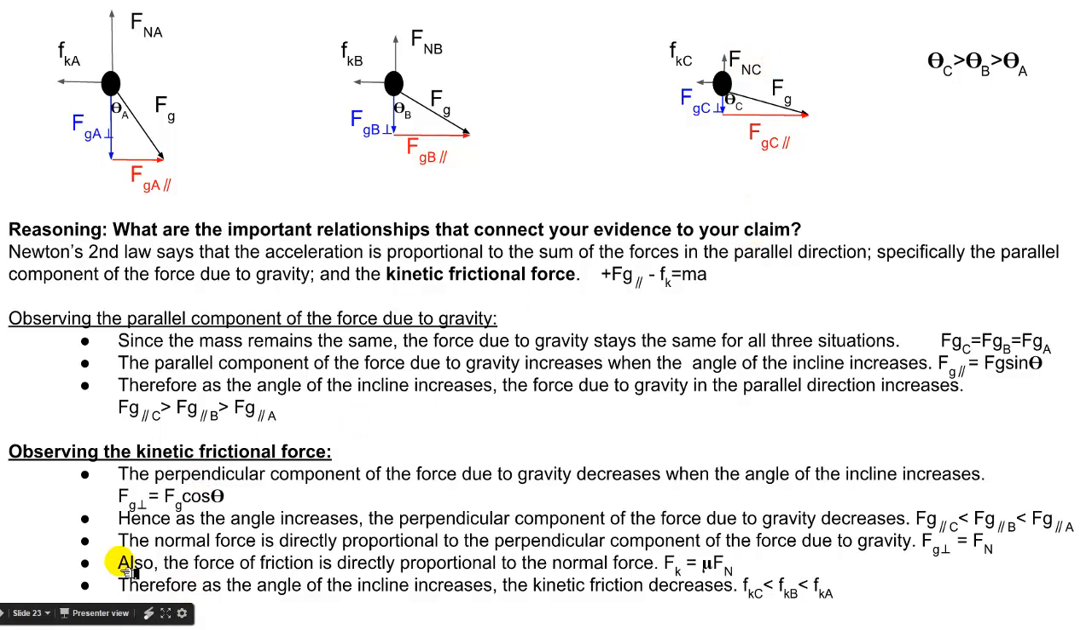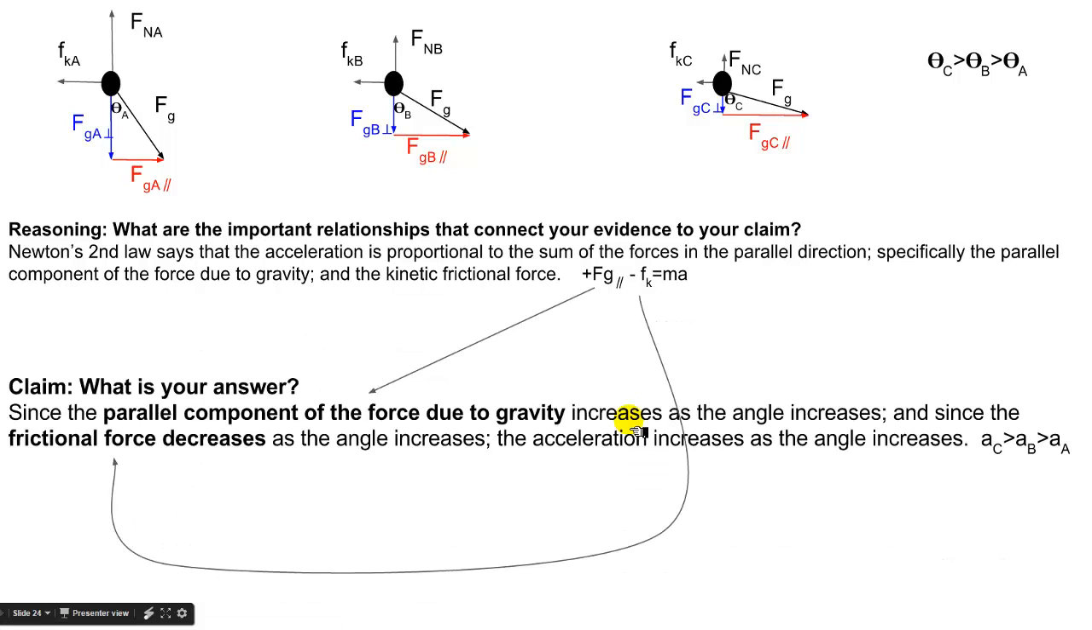Another thing that we need to know is the force of friction is directly proportional to the normal force. Since these normal forces decreased, the forces of friction must also decrease from A to B to C. So therefore, what we can say is, as the angle of the incline increases, the kinetic friction decreases. When we go from A to B to C, the friction decreases.